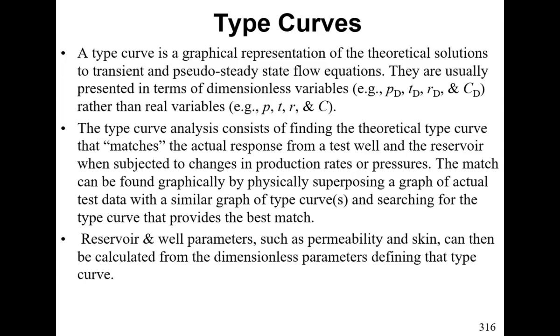Of course, we know for pressure transient analysis, we're looking at how pressure changes as you produce at a constant rate. The match can be found graphically and usually by physically superimposing a graph of the actual pressure test data on a graph of type curves, and then you try to search for the type curve that provides the best match. So reservoir and well properties such as permeability and skin can then be calculated from the dimensionless pressure parameters defining that curve. And I will illustrate this in this video.